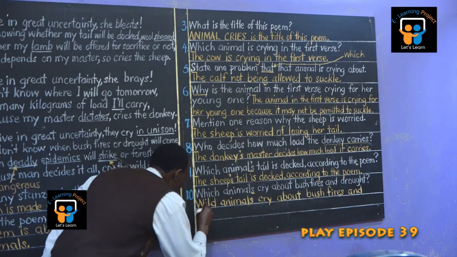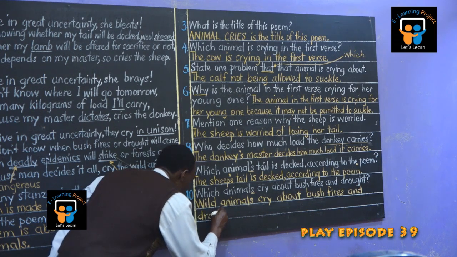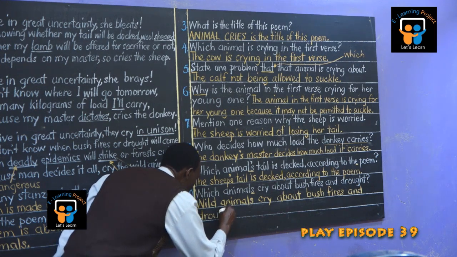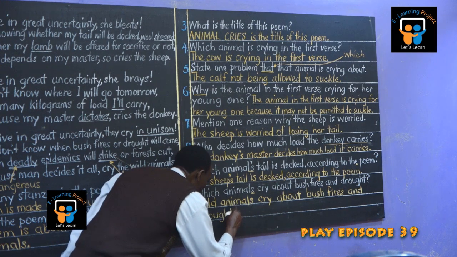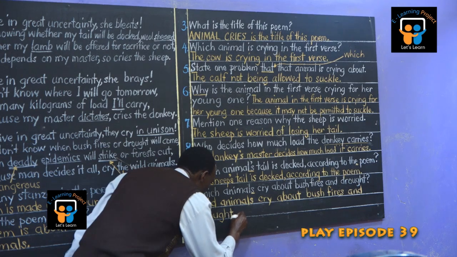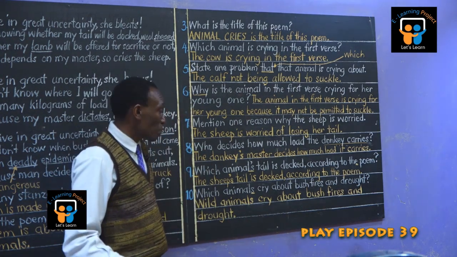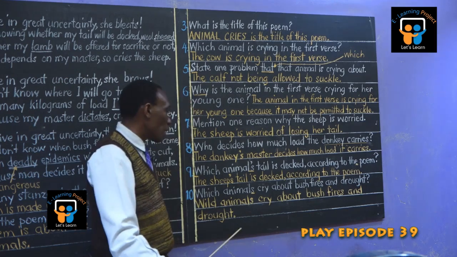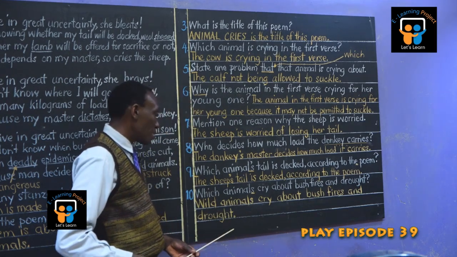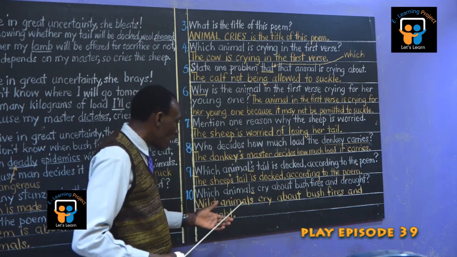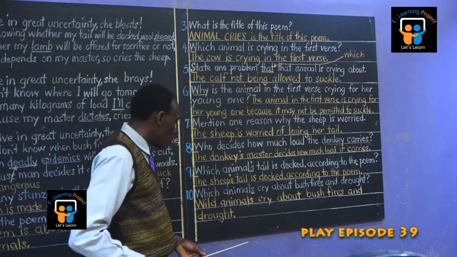And drought. A drought is a prolonged dry season. A dry season that has been made long. It has become very long. So long that wild animals have died. There are bushfires. There is not enough pasture, not enough water for the animals to drink. And so life becomes a challenge and an impossibility sometimes. So wild animals cry about bushfires and drought.